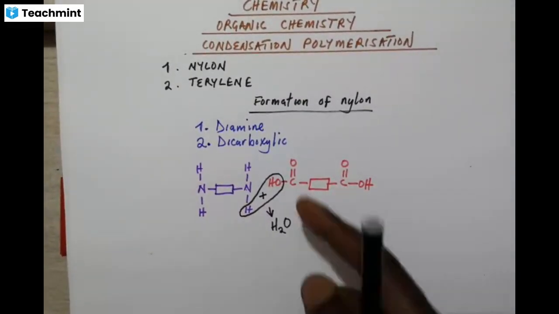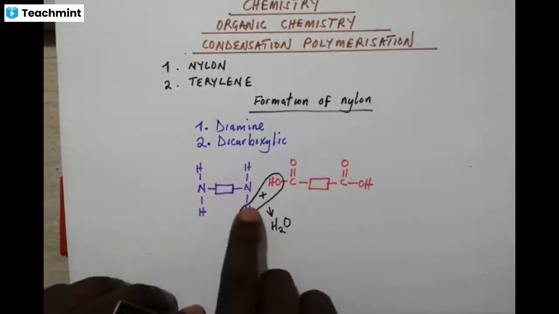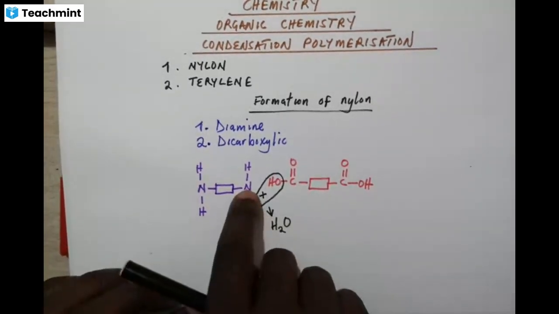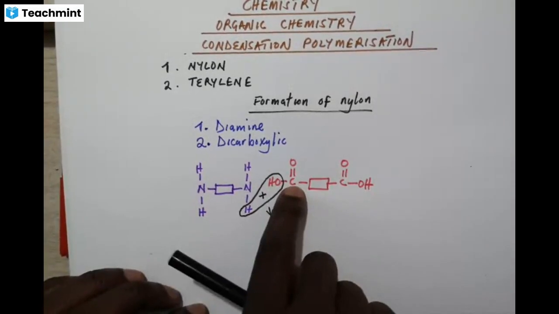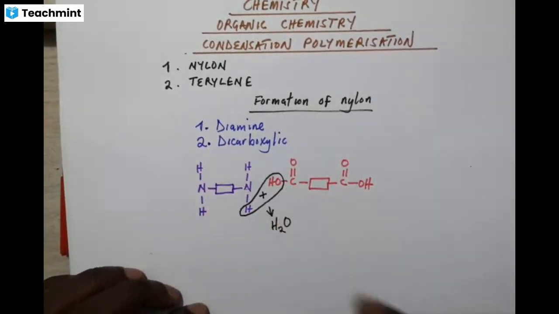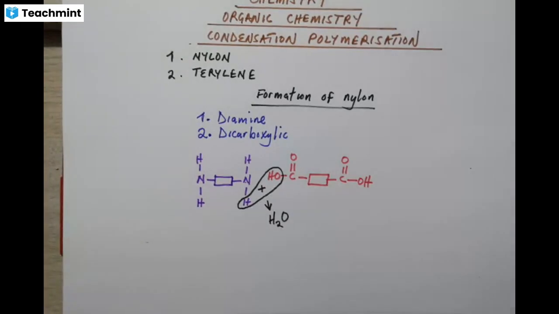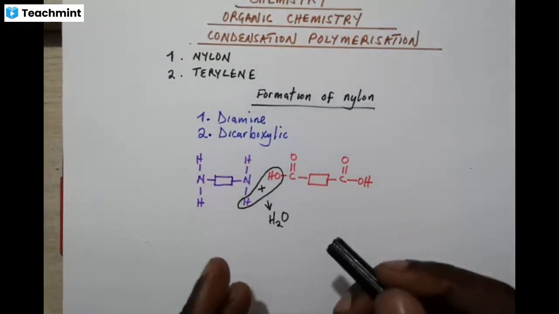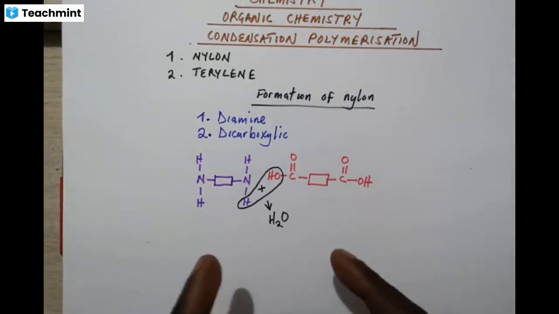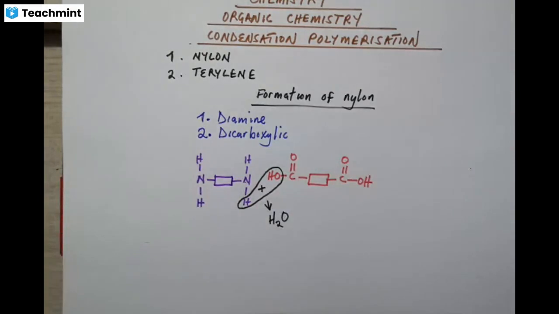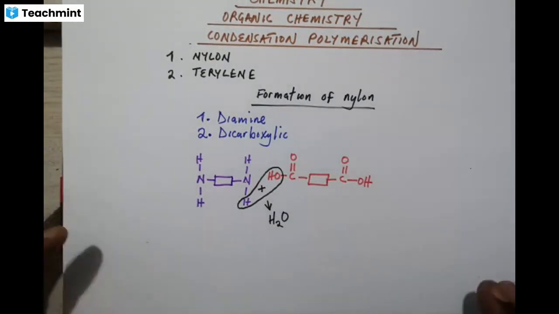And then after this elimination of water has taken place, there will be a bond that will be formed between nitrogen and carbon. Okay, that is what we call the amide linkage. There will be a formation of that bond, the amide linkage, and that is why this polymer is referred to as a polyamide, because of the amide linkage.